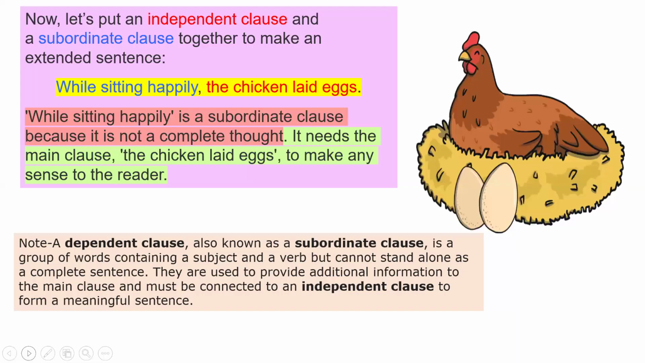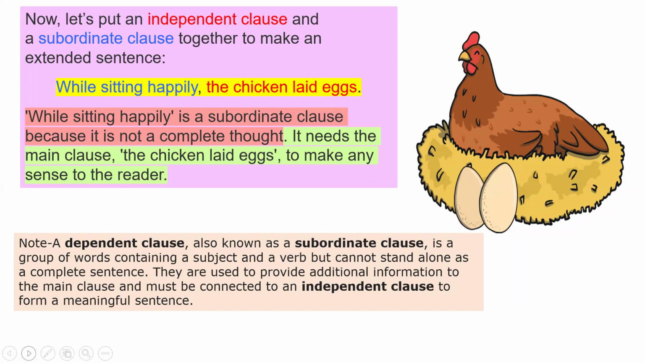Now we are going to put independent clauses and dependent clauses together to make an extended sentence. With the help of independent and dependent clauses, we are giving complete meaning. While sitting happily, the chicken laid eggs. "The chicken laid eggs" is the main clause, the principal clause. "While sitting happily" is the dependent clause.